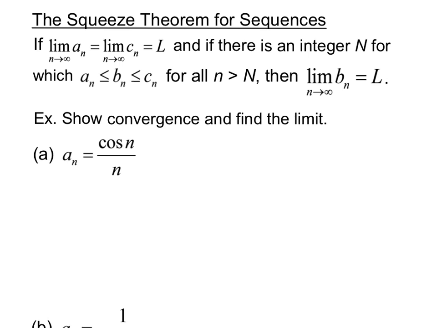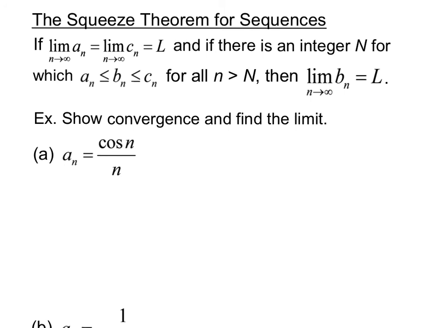Finally, we have something called the squeeze theorem for sequences. If you have the limit of a sequence A and a sequence C that both limits will be L, that means that these two sequences both converge to L. Then if you have a sequence that lies between those two sequences, then that middle sequence will also converge to L.